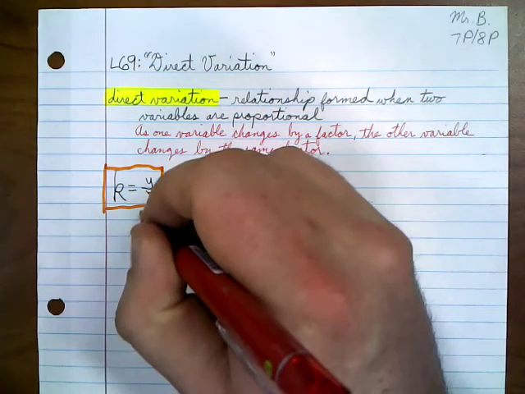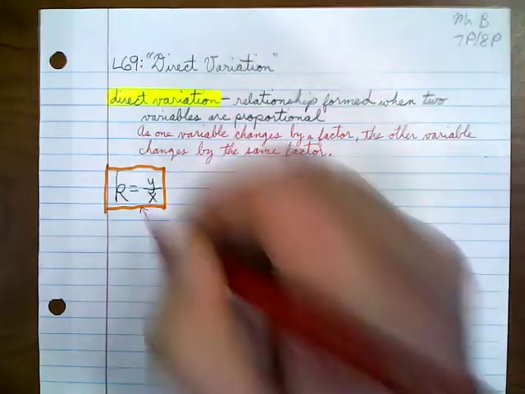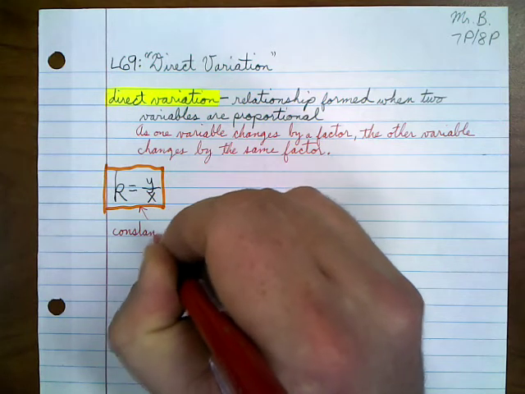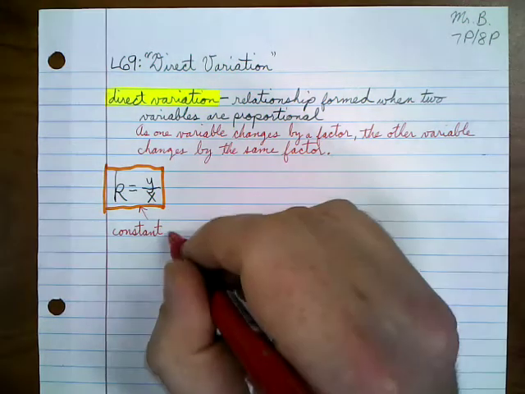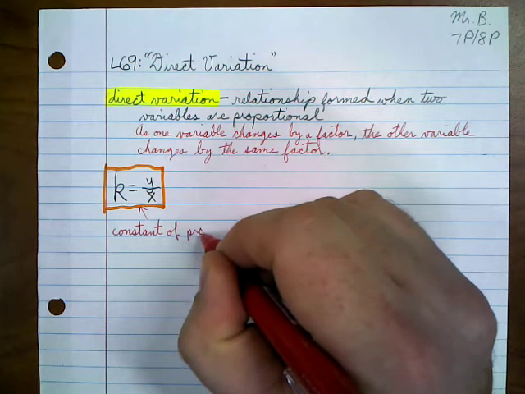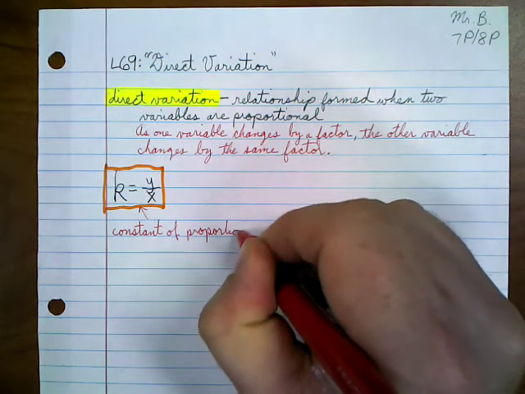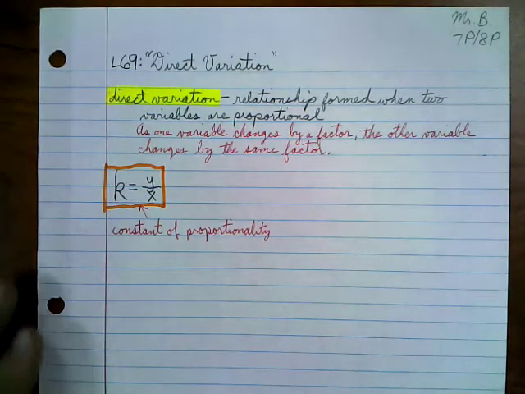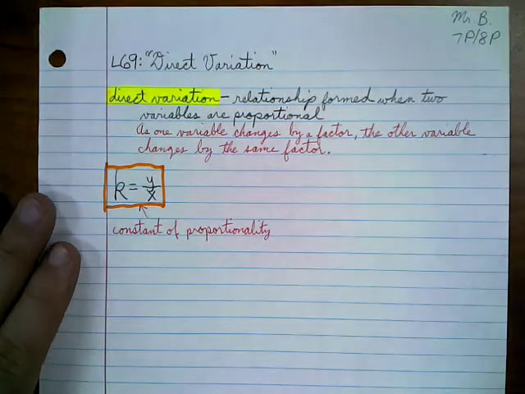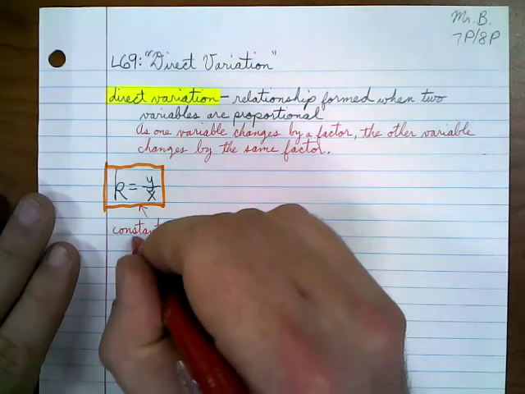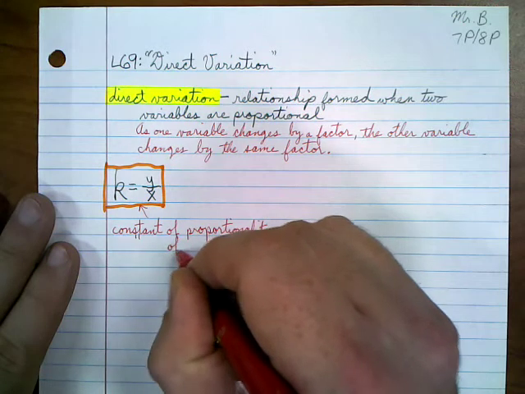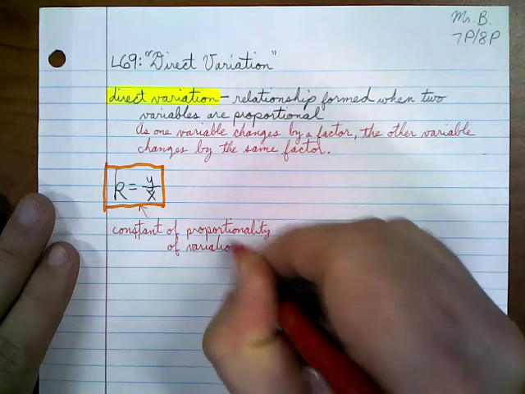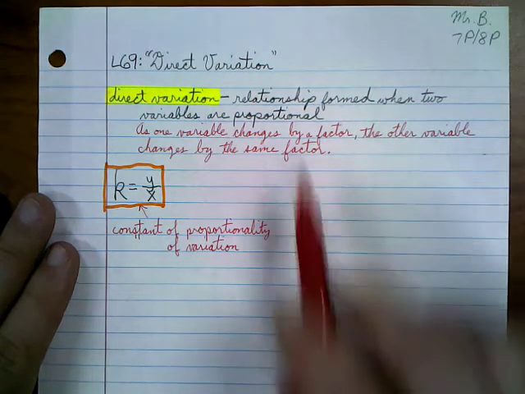So this is called a few different things. We can call this the constant of proportionality. That's one name, the constant of proportionality. This also sometimes gets called the constant of variation, since it has to do with a direct variation. Constant of proportionality, since it's proportional. Constant of variation.